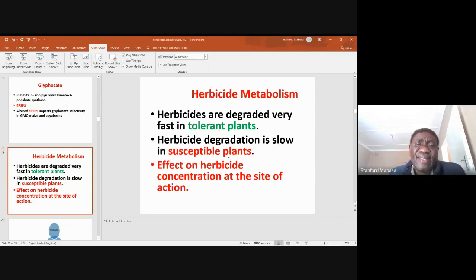And it is the degradation of the herbicide which will influence its concentration at the site of action. What we are saying is that if you have degradation being slow, it means you've got low amounts of herbicide at the site of action, and the plant can easily survive.